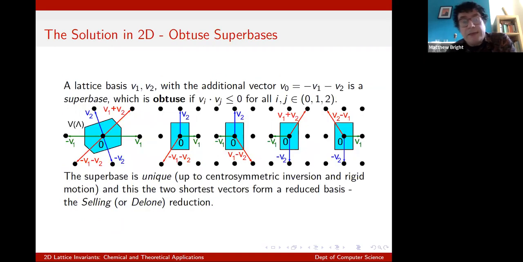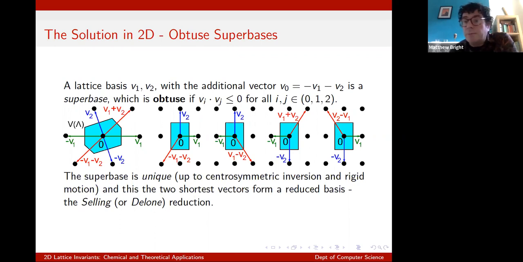And in fact, what we need, as those of you who have seen elements of this talk before will know, is a superbase. And indeed an obtuse superbase. So basically this is a very simple idea. It's just a lattice basis plus an additional vector, which is the negative sum of the basis vectors. And the lattice superbase is obtuse if essentially all the angles between the vectors are obtuse or right angles.